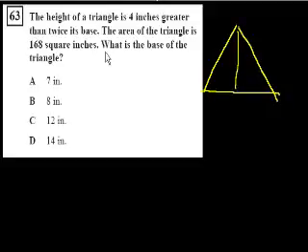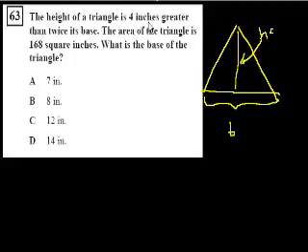Let's say this is the base. Let's call that b. The height is 4 inches greater than twice its base, so 4 inches more than 2 times the base. Fair enough. The area of the triangle is 168 square inches. What is the base of the triangle?